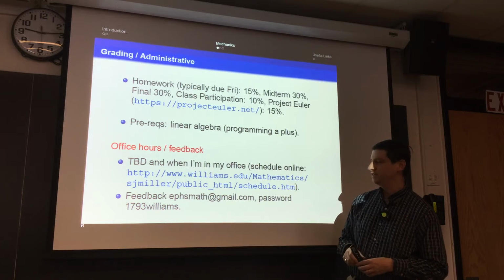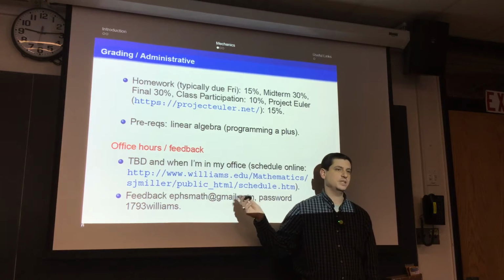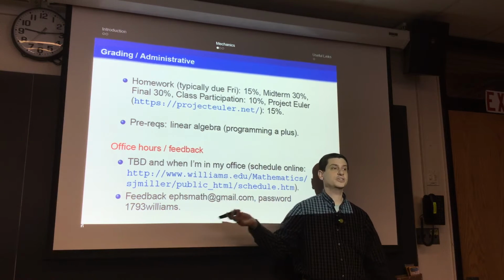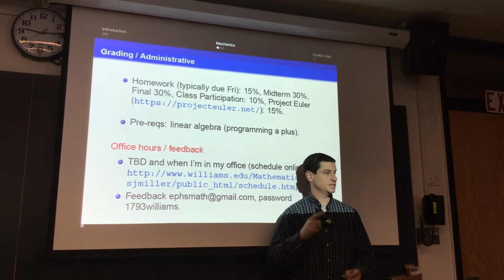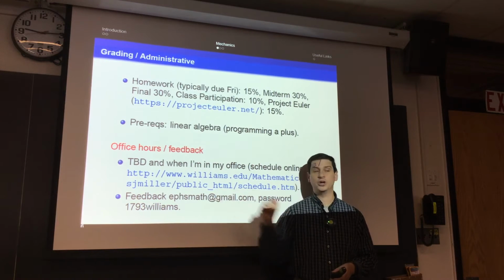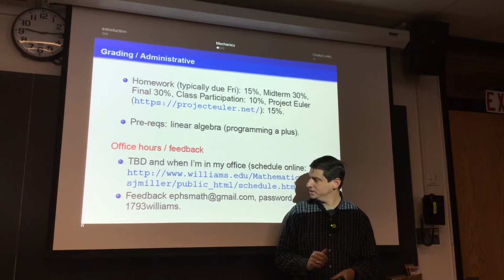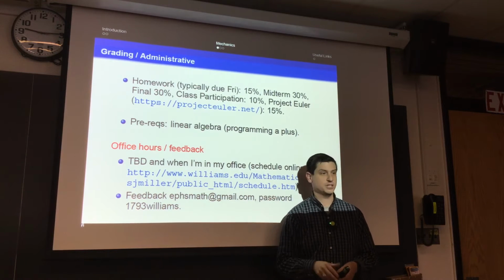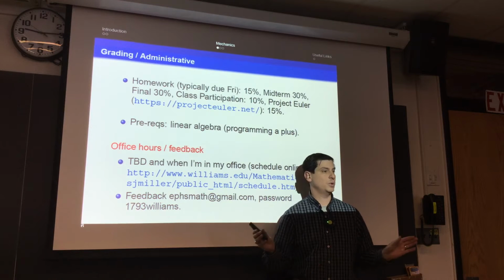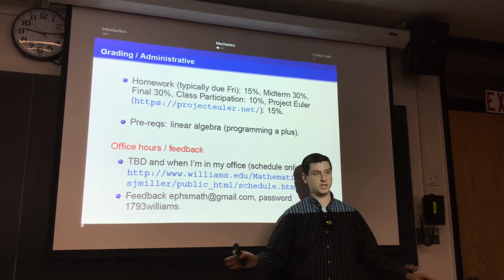The other thing is feedback. All I ask is please don't change the password. People have done that in previous years. But if there is a concern you have either about my class, something else at Williams, or generally, if you want to pass on information, here's a way to do so anonymously. You can log in as eefsmath@gmail.com, and the password is 1793Williams. And you can tell me how you want me to respond. You can say there's no need to respond to me directly. Just make this problem go away.